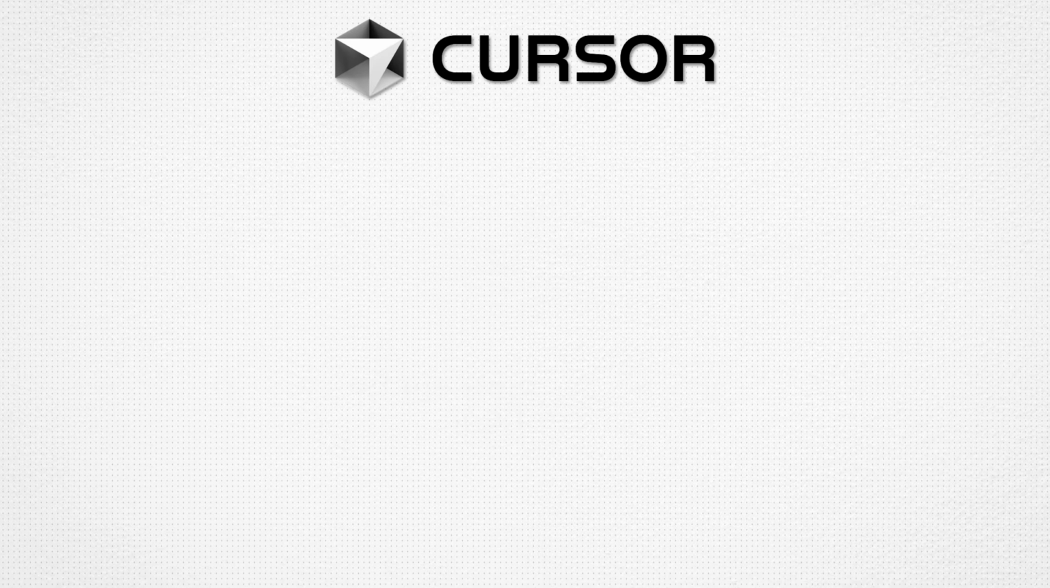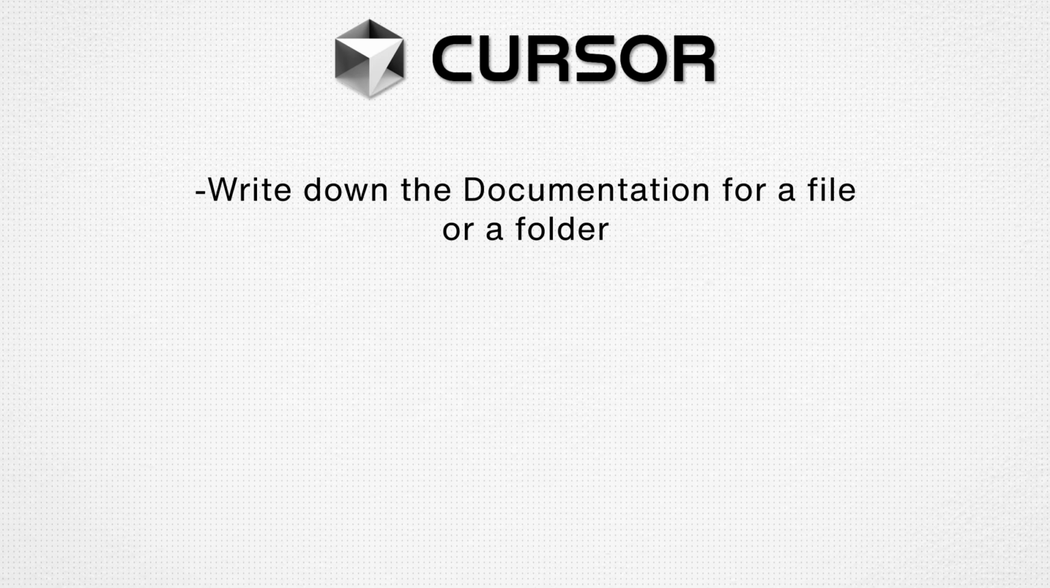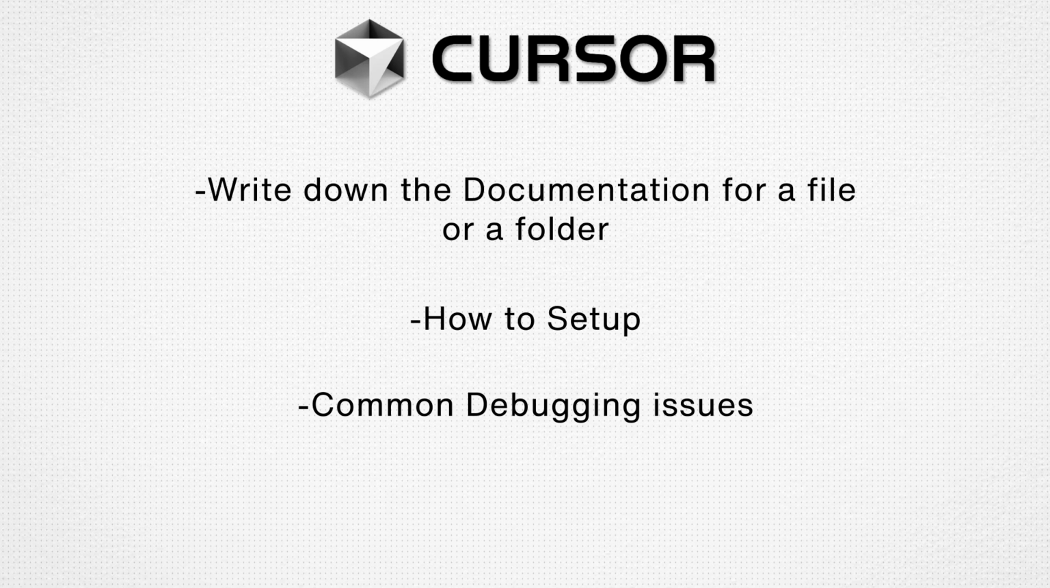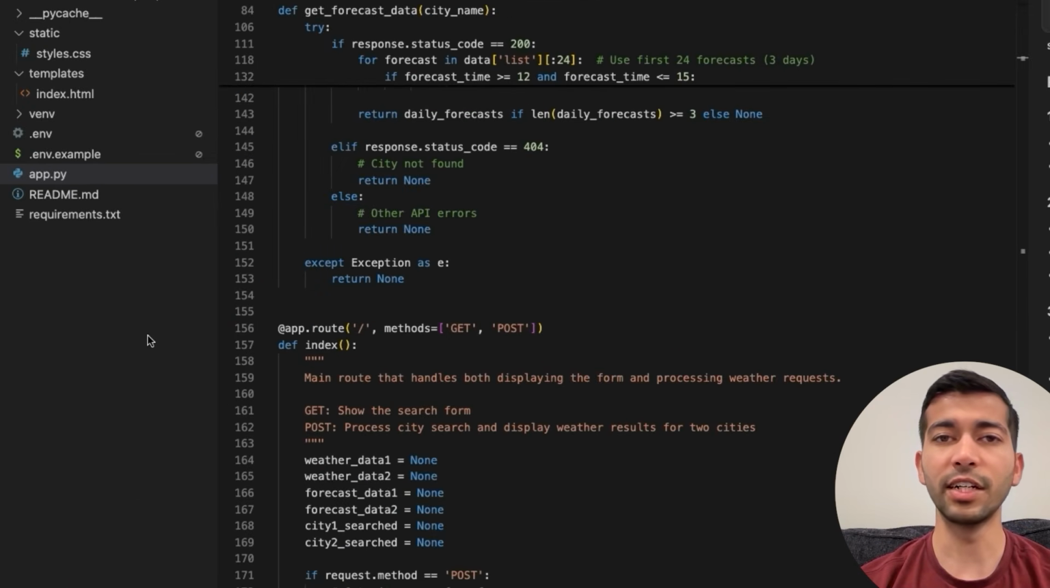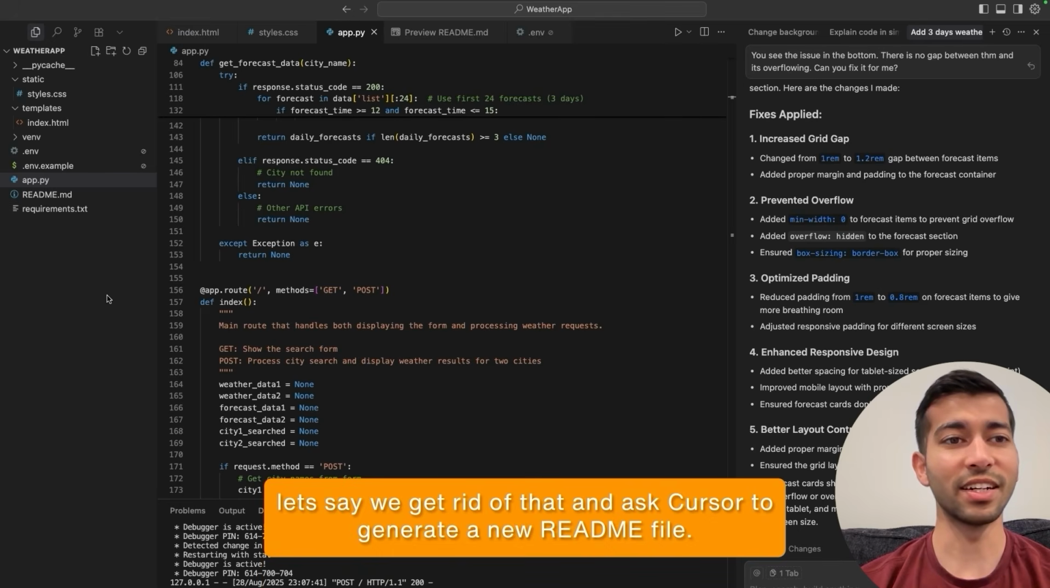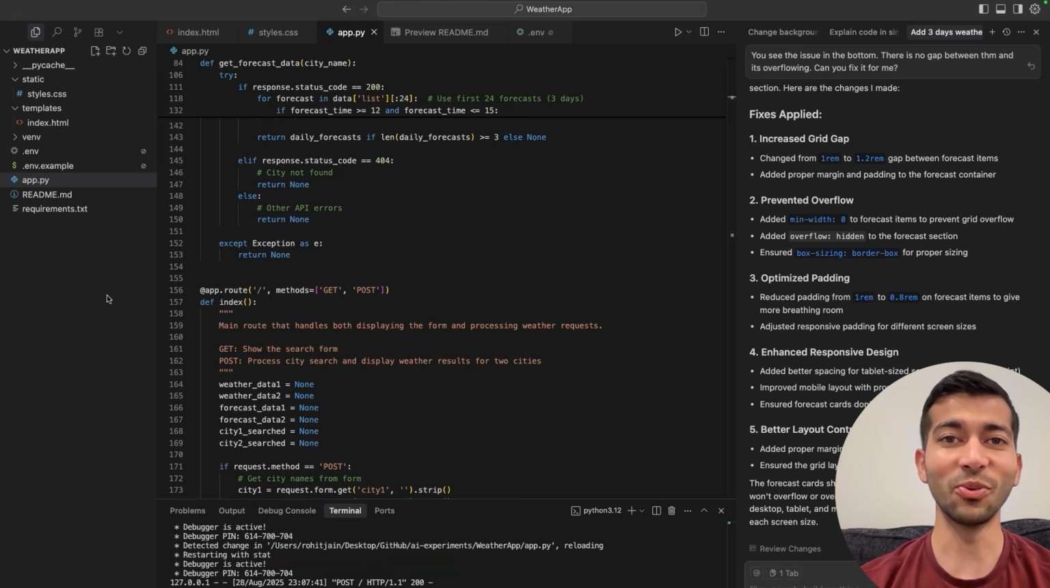You just ask Cursor to write documentation for a particular file or the folder, how to set up, common debugging issues, and it will just get you started. Then you can add more things inside it. So in this project, we do have a README file there. But let's say we get rid of that and ask it to generate us a new README. Can it do it? Let's see.